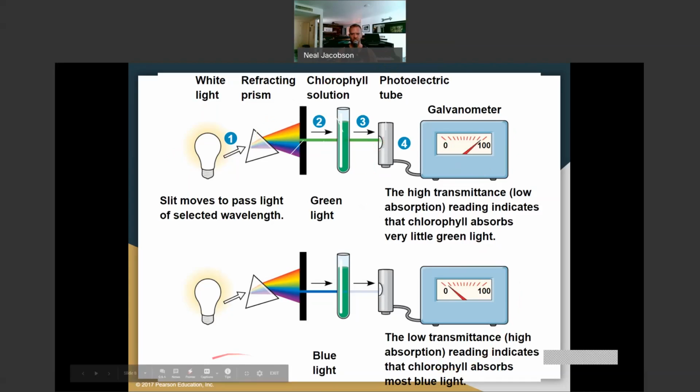And then take something like blue light. Blue light is absorbed by the pigments in the chloroplast. The green light isn't, but the blue light is, and it says, okay, there's not a lot being transmitted through the sample. The sample is absorbing a lot.